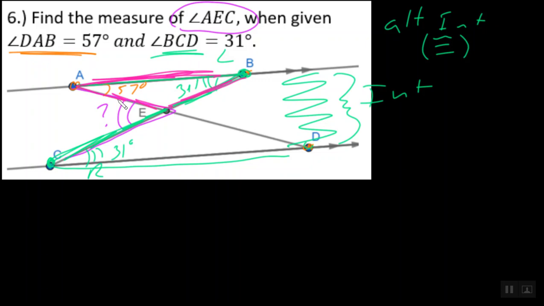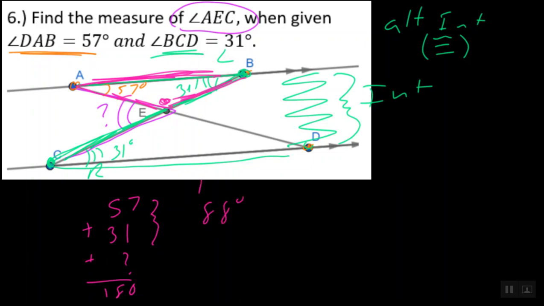You notice that we have 57 degrees and 31 degrees. Well, we can actually find this missing angle right here. We know that all three angles of a triangle, 57 plus 31 plus our mystery angle, all have to add up to 180. Well, what is 57 plus 31? And that's going to be 88 degrees.